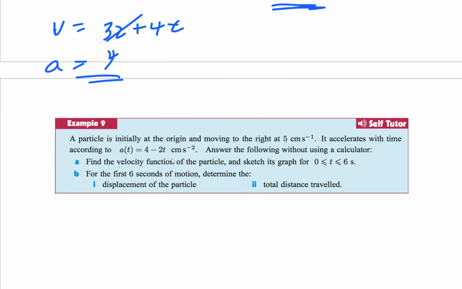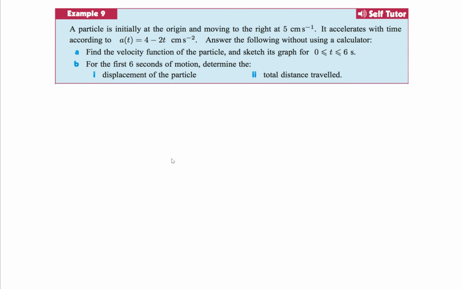The final problem we're going to do for this, just kind of sum everything up. A particle is initially at origin and moving right at 5 centimeters per second. So keep in mind what that means. The particle is initially at the origin, so they're saying my displacement initially is 0. And moving right at 5 centimeters per second. Remember, moving is velocity. So they're saying the initial velocity, so we plug in 0, is 5. Okay, so then it goes on.